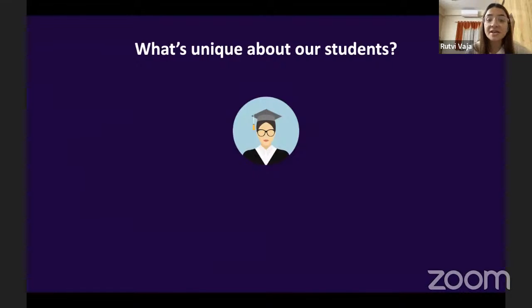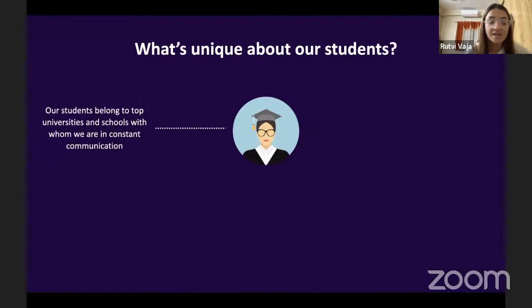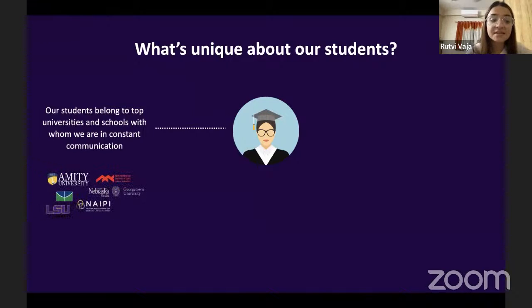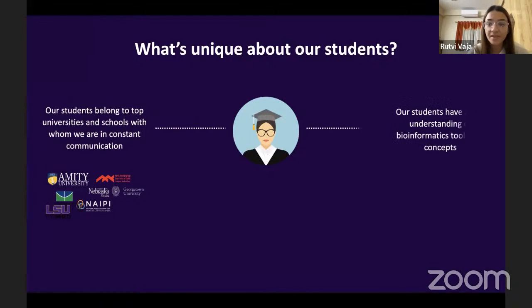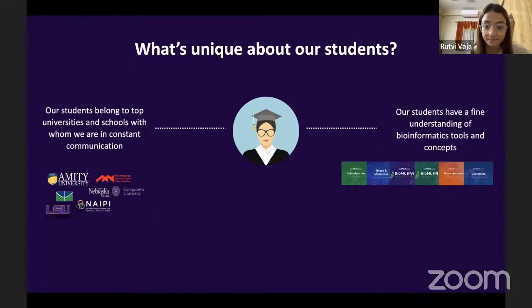So what's unique about OmicsLogic students? Our students belong to top universities and schools with whom we are in constant communication. Those universities include Amity University, Nebraska, LSU Biomed, NIP, Georgetown University. Our students also have a fine understanding of basic bioinformatic tools, complex bioinformatic tools, and the bioinformatic concepts so that they can apply this knowledge to real-life independent research projects.